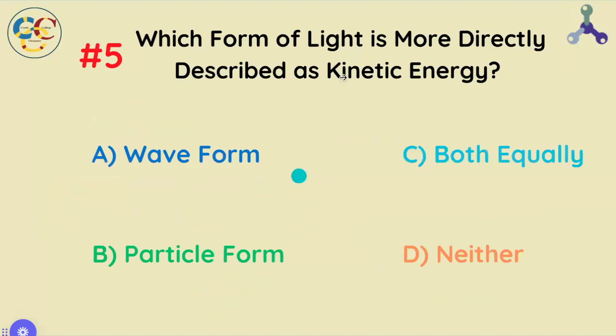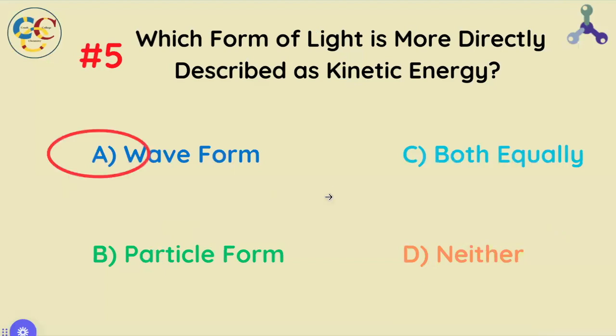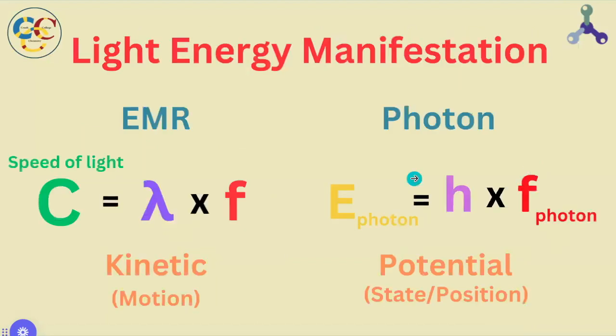Number 5, what form of light is more directly described as kinetic energy? Waveform, particle form, both equally, or neither? The correct answer is the wave version of light is more directly associated with kinetic energy. The waveform of light carries energy associated with its motion through space. C is propagation or travel speed. So as waves of electromagnetic radiation propagate, they transfer energy from one location to another.